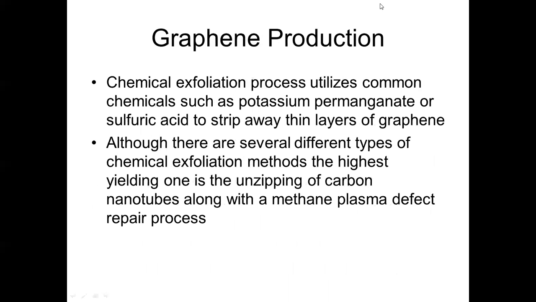So chemical exfoliation uses common chemicals such as potassium permanganate or sulfuric acid to strip away thin layers of graphene. Although there are several different types of chemical exfoliation methods, the highest yield is the one that unzips the carbon nanotubes with a methane plasma effect, giving a repair process.